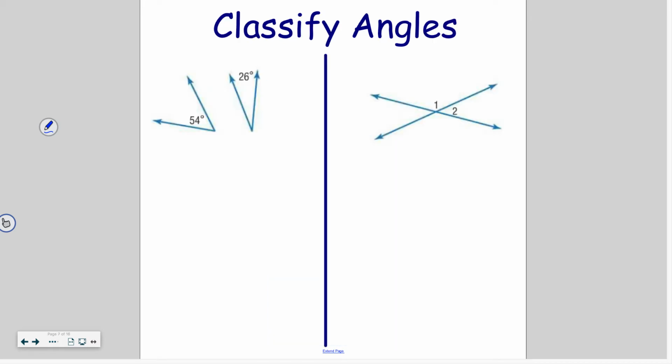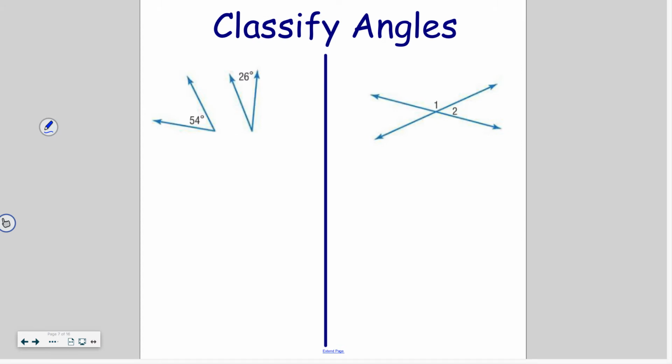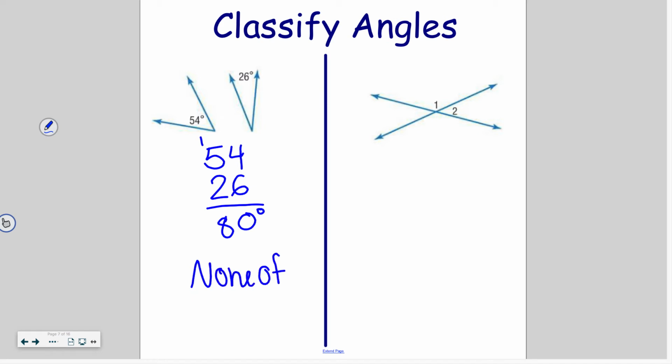So, we are going to look and see if these are vertical, adjacent, complementary, or supplementary. So we're going to go ahead and check the addition of them. They're not vertical because they're not across from each other. They're not adjacent because they're not touching. So we're going to go ahead and add them up. 54 and 26 gives me a grand total of 80 degrees. They don't add up to 180 or 90, so this would be none of the above. Not complementary, supplementary, vertical, or adjacent.